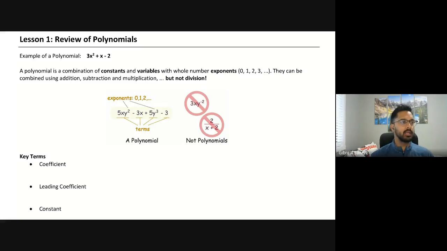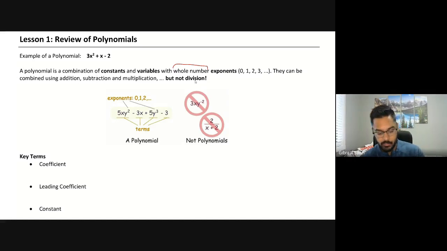So a polynomial, you see an example up above. It's going to be a combination of constants and variables with whole number exponents. And remember, we did talk about whole numbers before in our last unit when we talked about number sets. So there's a whole number exponent, so you're counting numbers starting at 0. It can be combined using addition, subtraction, multiplication, but not division.